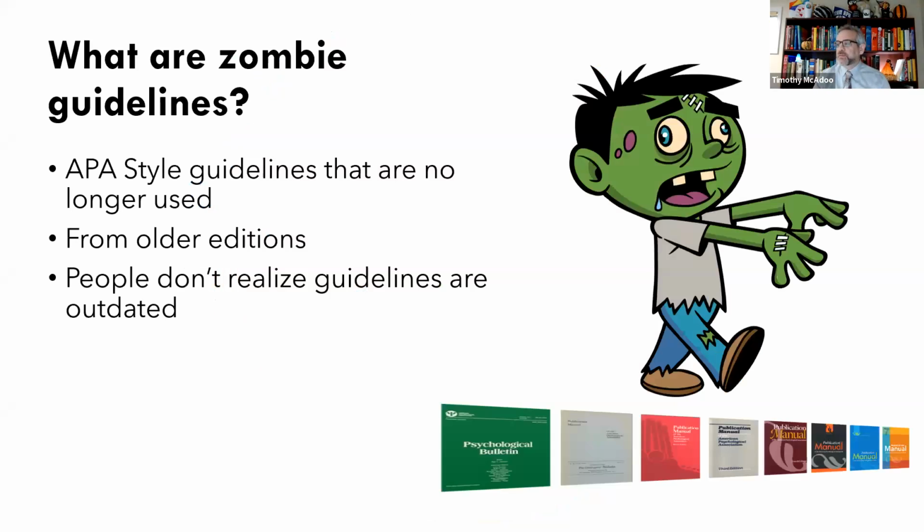In the next few slides, I'm going to show some of these zombie guidelines, things that were true in the 6th edition or even earlier editions, but that are not applied in 7th edition APA style today. I'll give a little detail about why that is, in some cases without getting too detailed, because the important thing is what the current guidelines are. These zombie guidelines are things that we hope instructors are not asking students to follow anymore.